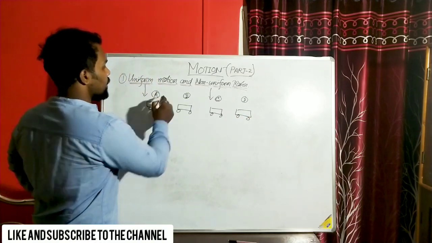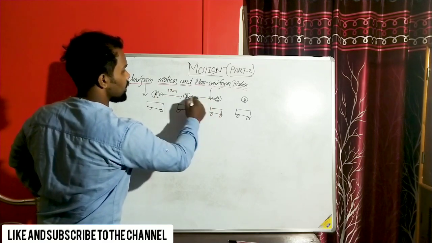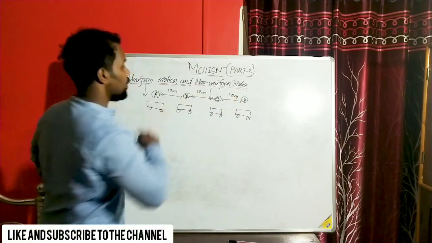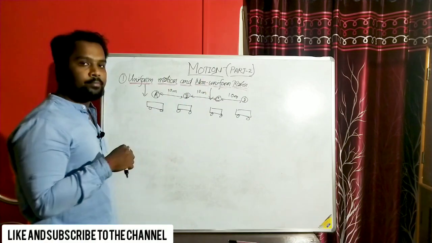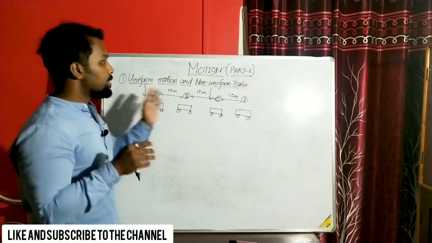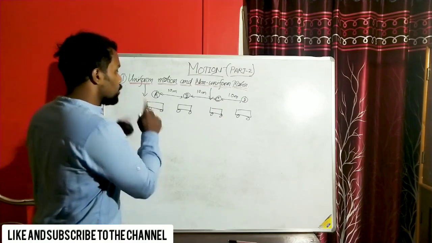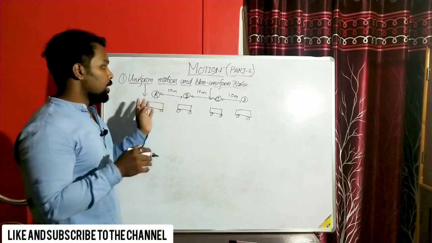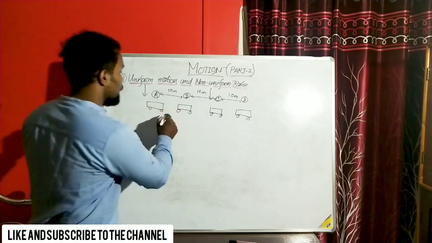If I say from A to B the distance is 10 meters, from B to C the distance is 10 meters, and from C to D the distance is 10 meters, what you have seen is that all the distances are the same. Maybe you are thinking that if the distance is the same, then it is uniform motion. No. There is one more condition: when the car changes its position from one position to the other, it should do so in equal intervals of time.